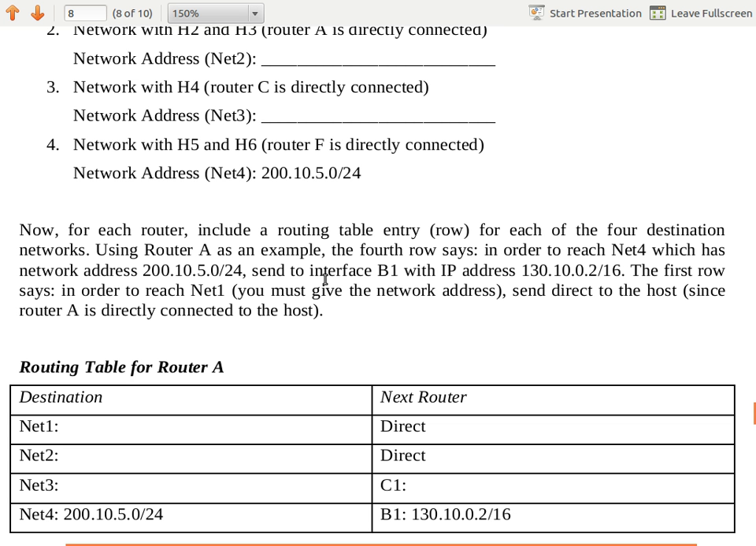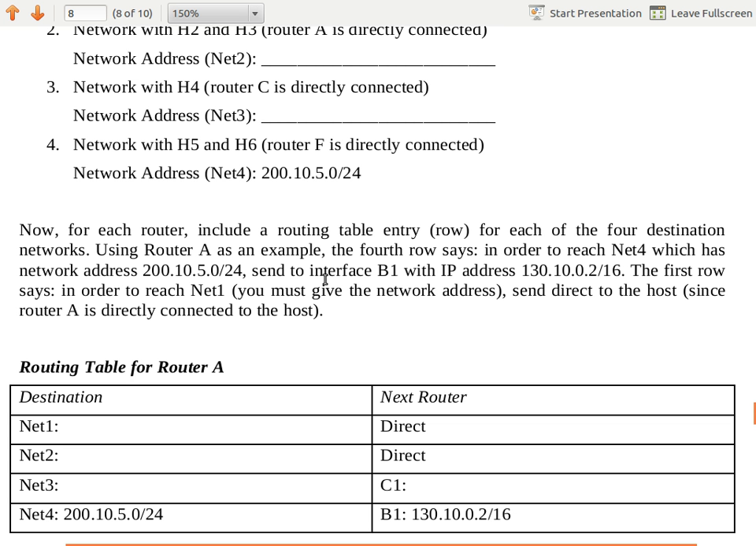You see some special cases in this routing table. If A wants to reach network 1, I say send direct. That means do not send to another router. A is directly attached to network 1. We don't need to send to another router to get to network 1. We say send direct to that host or device on that network.